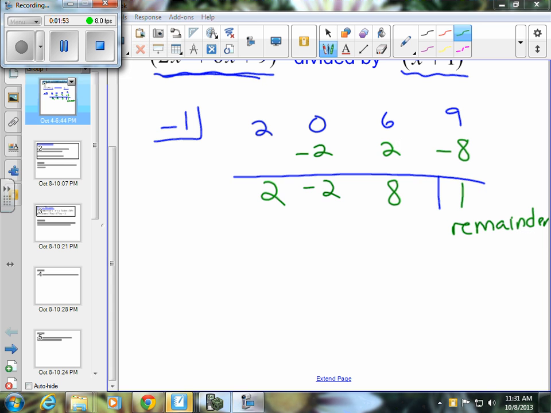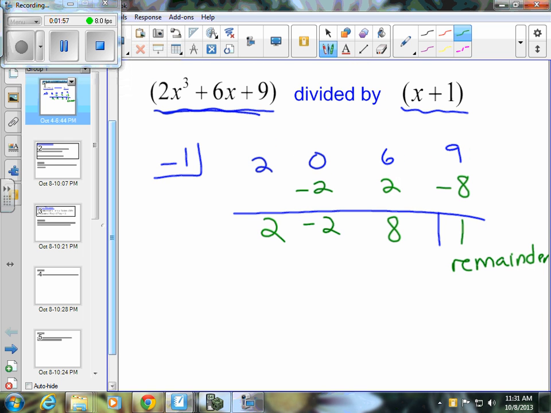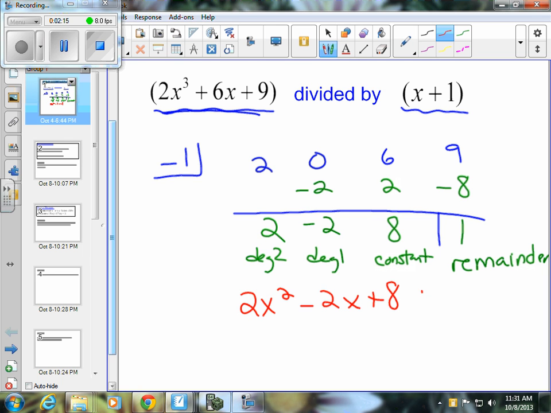And as I work my way backwards, if you think about it, a degree 3 divided by a degree 1 should give me a degree 2 answer. So when I work backwards, this is my constant. This is the degree 1 term, and this is the degree 2. So I'm doing the division just without the variables. So the final answer for this division would be 2x squared minus 2x plus 8, and then I have a remainder of 1 over x plus 1. So it's not evenly divisible when I do those factors. Okay, so we're going to use that synthetic division to help us throughout what we're going to talk about today.